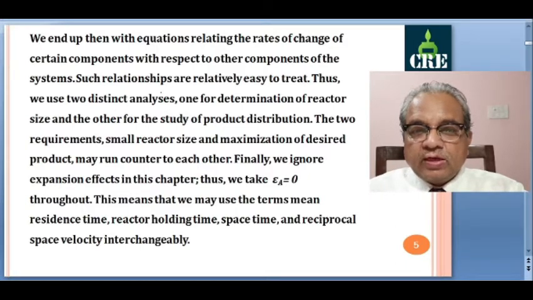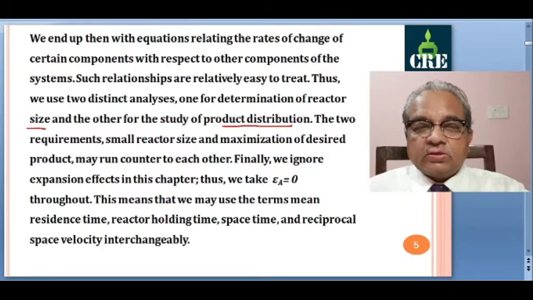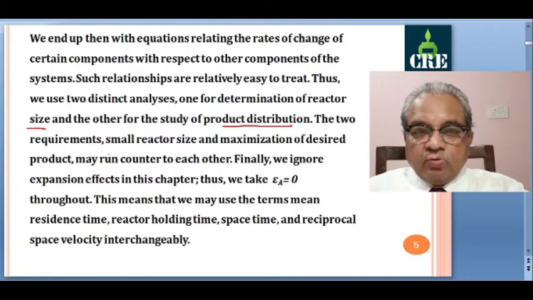Thus, we use two distinct analyses. One analysis is for the determination of reactor size, and another for the study of product distribution. So, two kinds of analysis: reactor size determination and product distribution. What are the two requirements? We will prefer the smallest reactor size. So we have to minimize the reactor size and maximize the desired product.